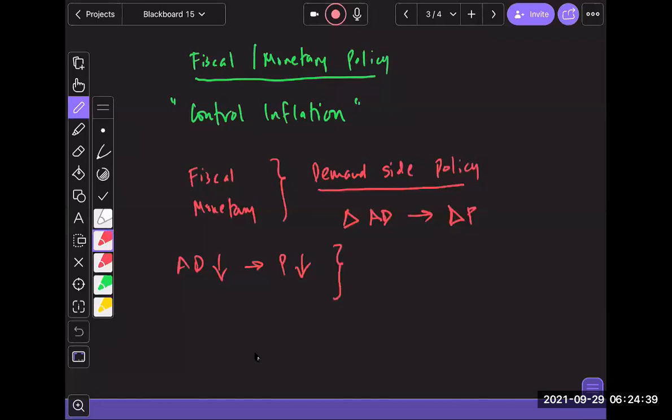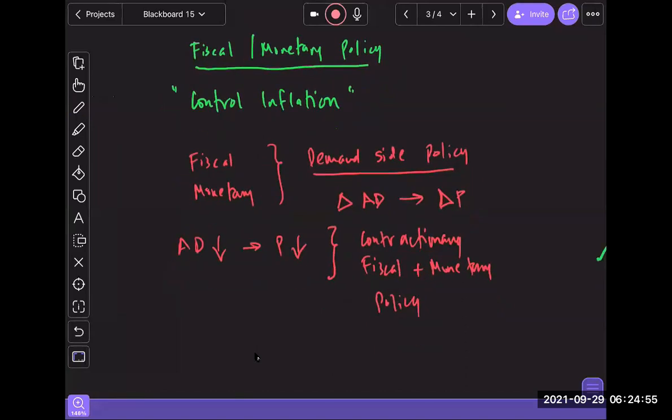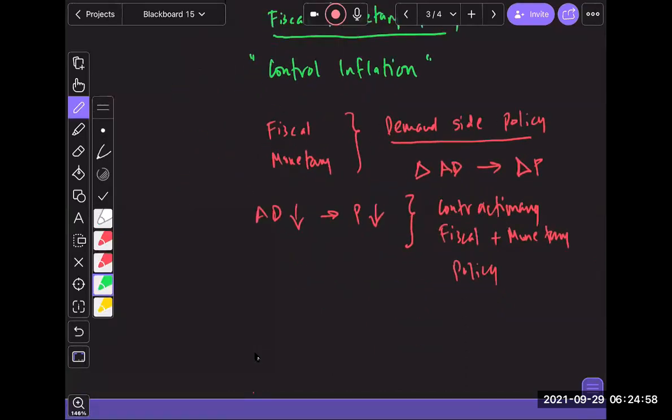So basically what we need to do is what we call contractionary fiscal and monetary policy, right? For fiscal policy, I would make taxes go up or government expenditure go down. And for monetary policy, I will make the interest rate go up. Both these policies are going to help us control AD, and that will make the price level go down.